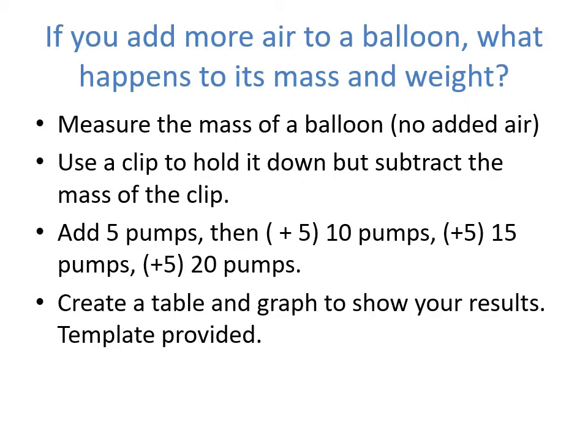Remember, weight depends on mass and the amount of gravity an object like a planet has. So you may do this experiment at home if you have a balloon and a scale. The procedure is here. It starts with measure the mass of a balloon, no added air. Use a clip to hold it down, but subtract the mass of the clip. Add 5 pumps of air, then plus 5, 10 pumps of air, then plus 5, 15 pumps, and then plus 5, 20 pumps. Create a table and graph to show your results.